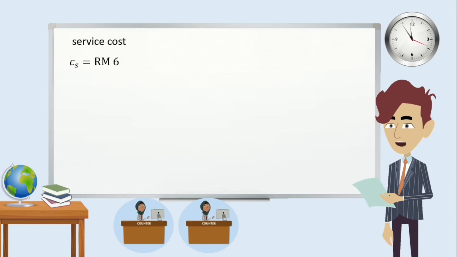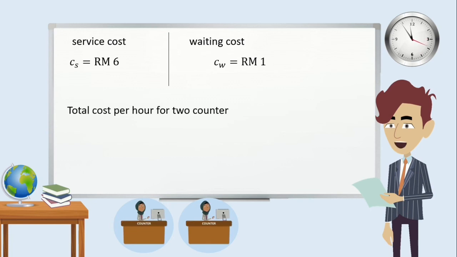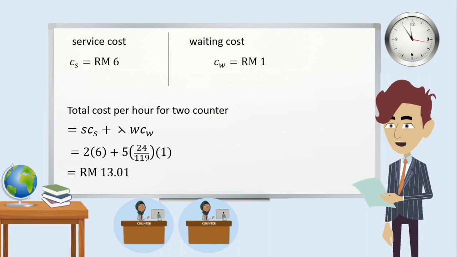For the service cost and the waiting cost is same with the previous one, which is 6 ringgit and 1 ringgit. The total cost per hour for the two counters is equal to S times CS plus lambda times W times CW, and the answer is 13 ringgit 0.01 cent.